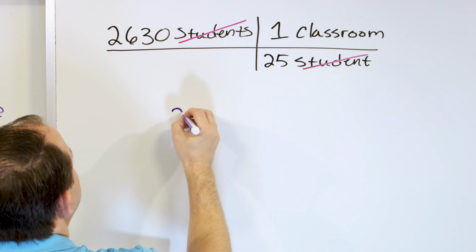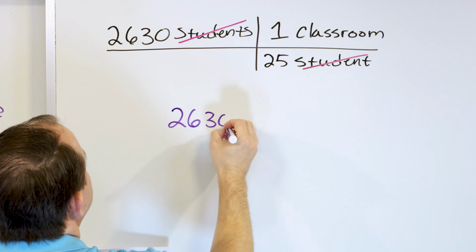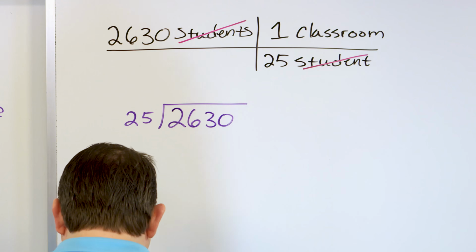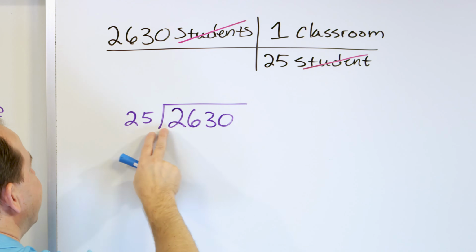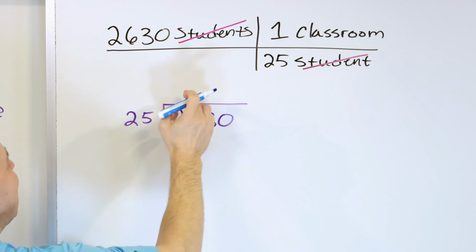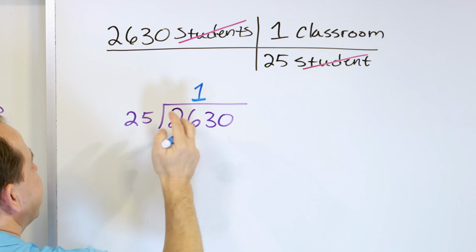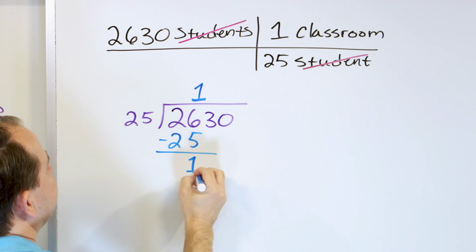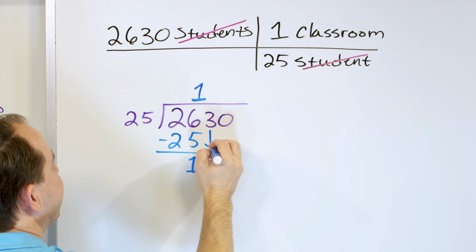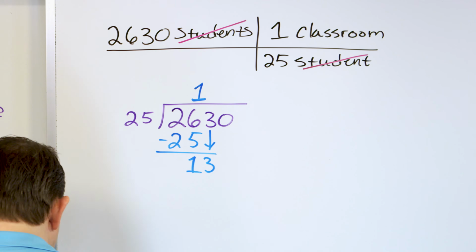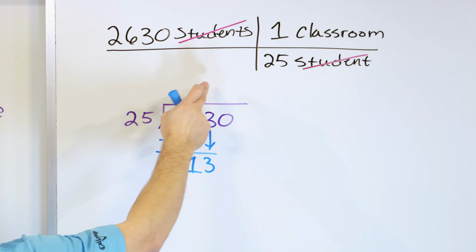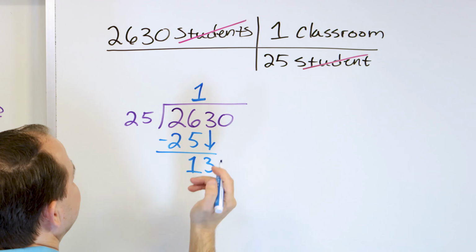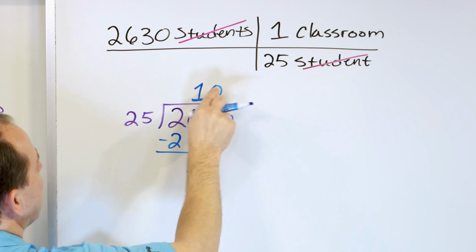So let's take 2,630 and we'll divide by 25. All right, we can't go into 2, but we can go into 26. It has to be a 1 here because 1 times 25 is 25. That's as close as I can possibly get. Subtract and I'll just get a 1. And after I subtract, I just drag the next number down. So the next question I have is 25 times something is 13. Of course, it can't even go 1 time. That would be too big already, 25.